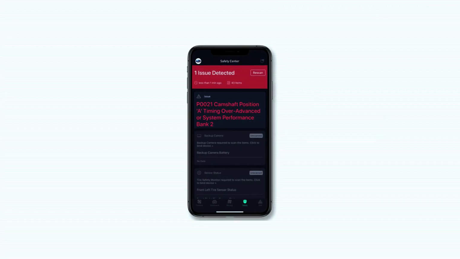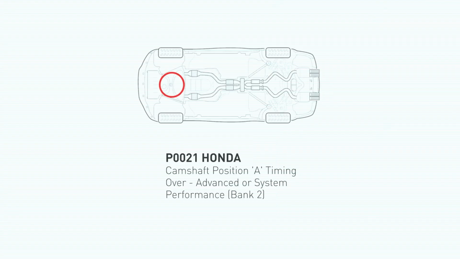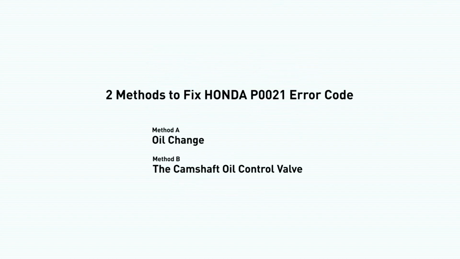Use the OBD2 scanner to scan your vehicle and see the error code P0021. It indicates the engine control module has determined that the Bank 2 intake camshaft is more advanced than what the engine control module has commanded it to be. Here are 2 of the most practical solutions to fix Audi's P0021 error code.